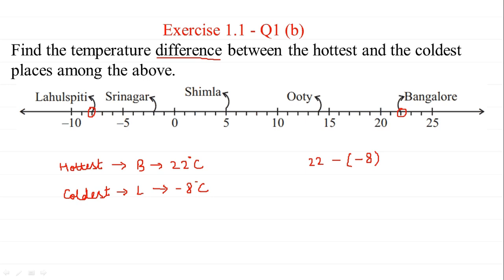So what we'll do, 22 would be as it is. Now just see, remember the multiplication rule, minus into minus is plus, and this 8. So 22 plus 8 is 30 degree Celsius. This is the difference between the temperature of the hottest and the coldest place on this number line. Let's move on to the next part.